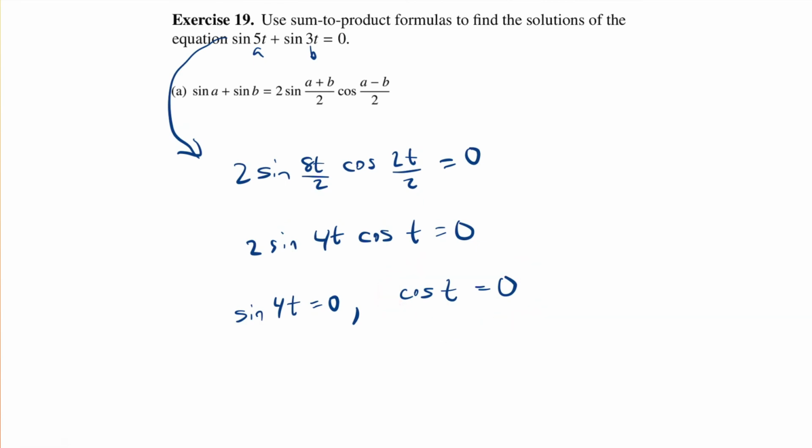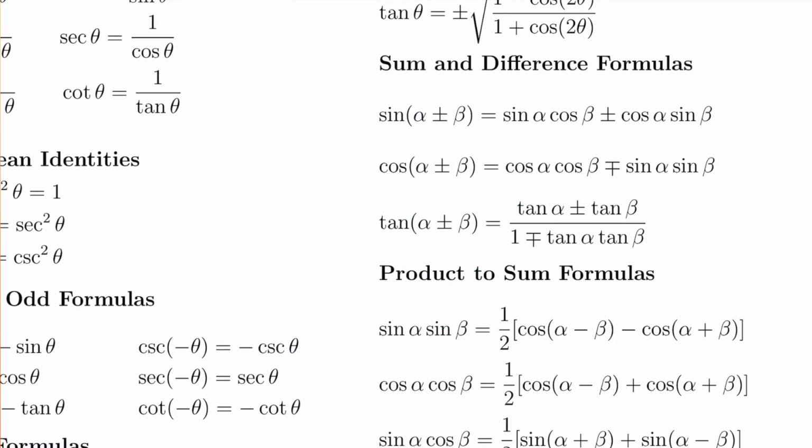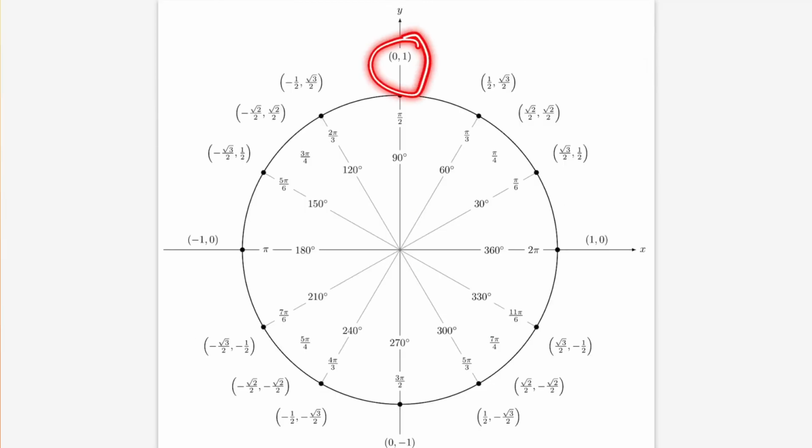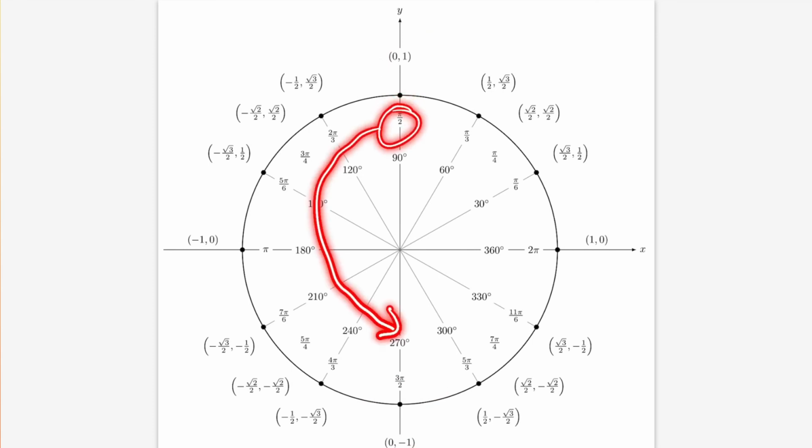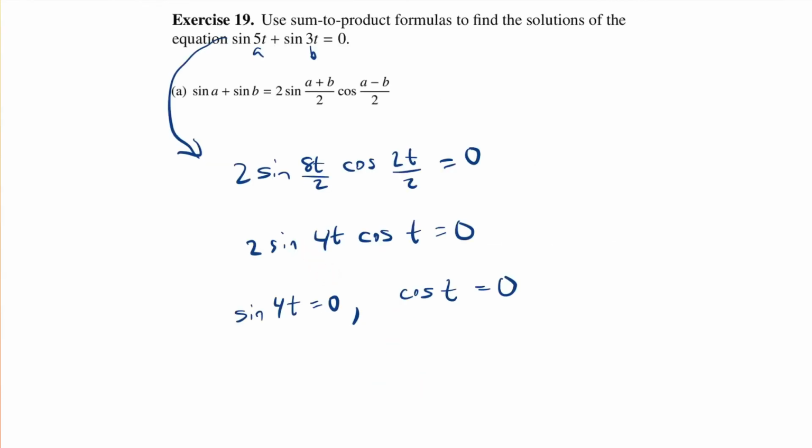Where on the unit circle is cosine equal to 0? Well, that would be here and here. So that's going to be pi over 2. And we can add pi, any multiple of pi, in order to get these solutions down here. So we don't have to write two equations. We can just write one equation. So t equals pi over 2 plus any multiple of pi. So that would be all the solutions that take care of this equation.